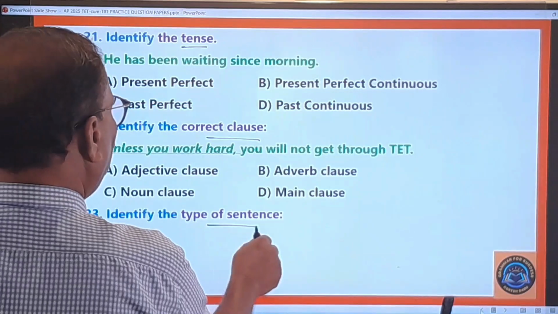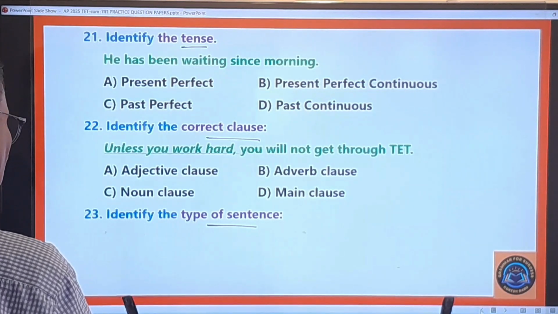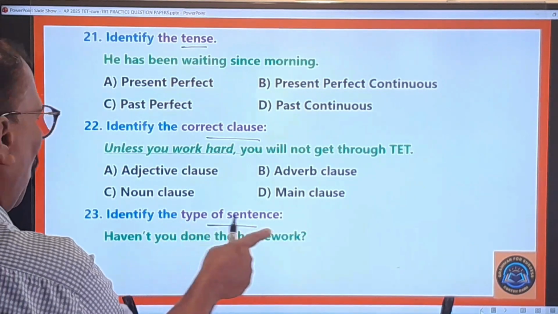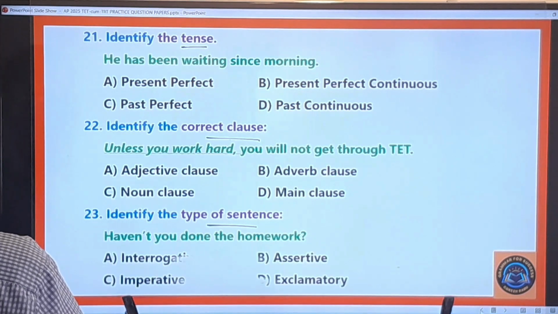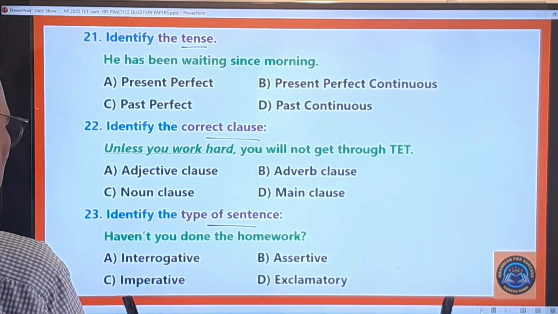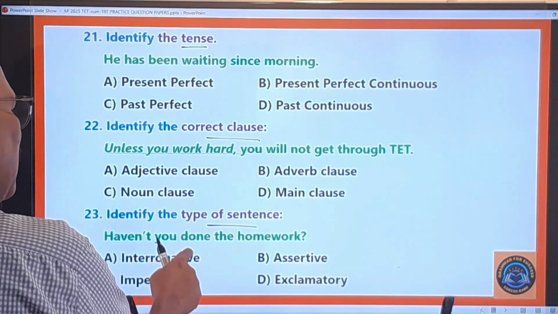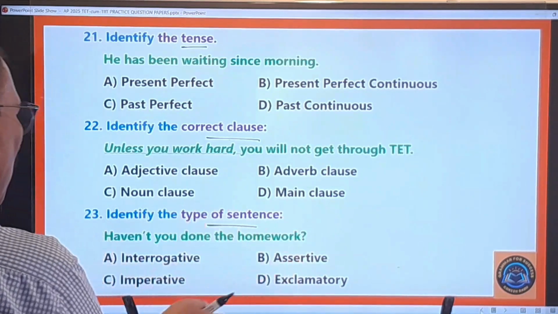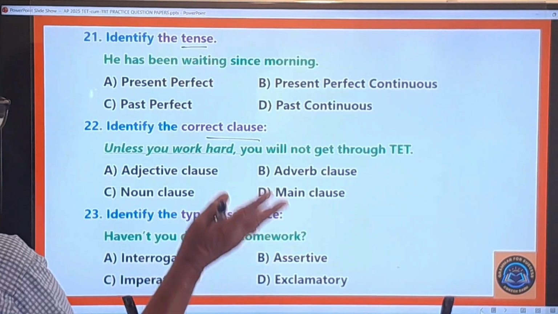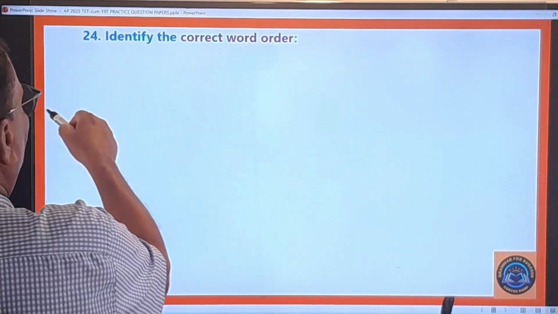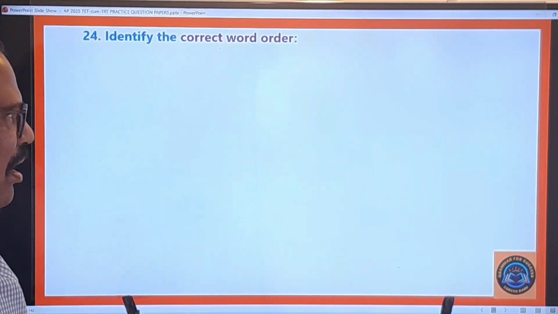Identify the type of sentence. Now let us look at the given sentence. Haven't you done the homework? Some sentence is given here, and you have to identify that sentence, whether it is an interrogative sentence or an assertive sentence or an imperative sentence or an exclamative sentence. You know that, and you choose that. 24th question. Identify the correct word order.